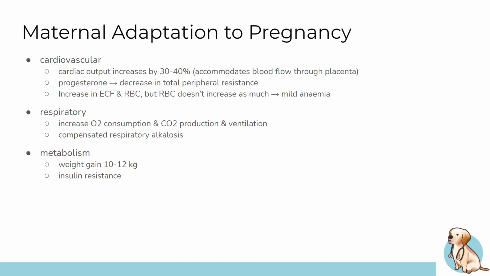In terms of cardiovascular effects, cardiac output increases by 30 to 40%, and progesterone causes a decrease in total peripheral resistance. There's also a mild anemia because ECF and RBC both increase, but RBC doesn't increase as much as ECF increases.